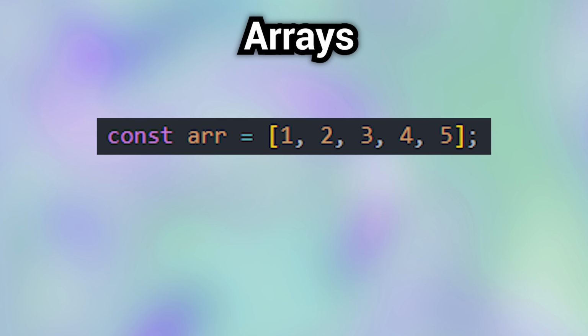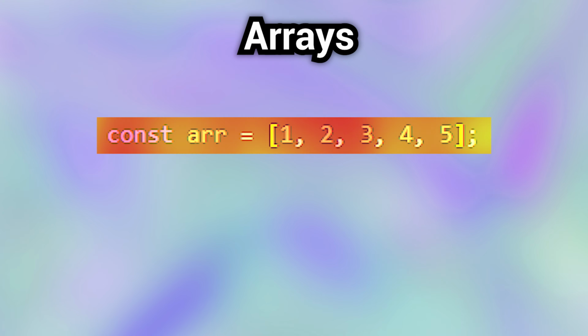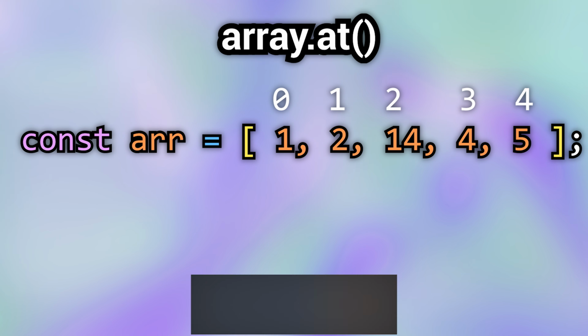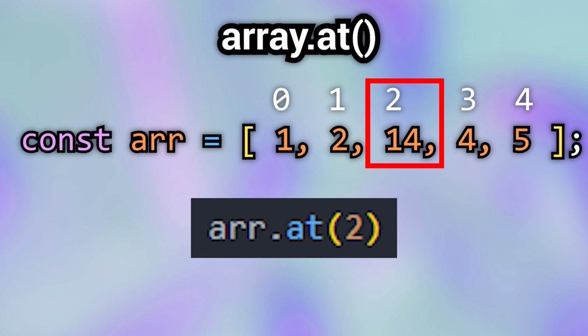So, as mentioned in our JavaScript data types video, an array is simply used to store some data. For example, this array here stores a bunch of numbers. Arrays start at the index 0. So if we wanted to find out what was in the third position of our array, we would type array.at(2), and that would return 14.